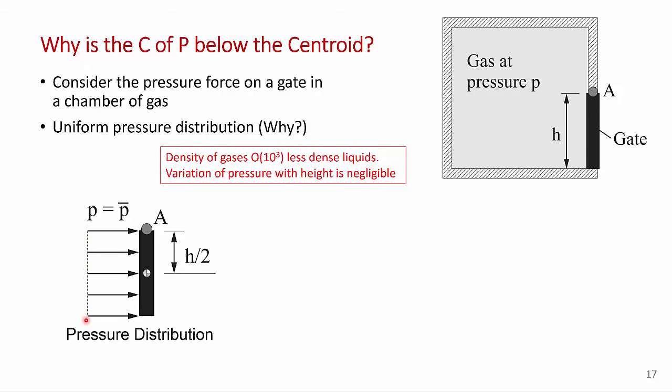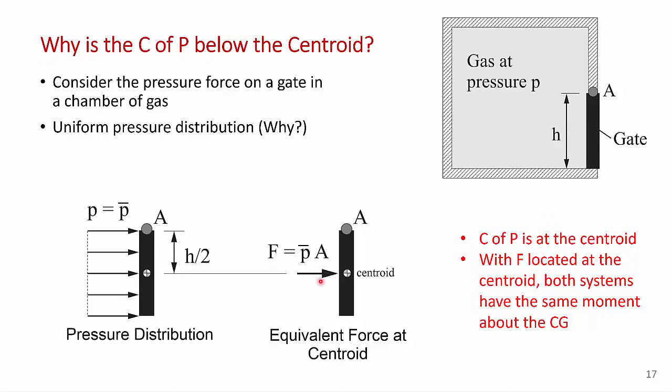So now, think about the moment of this pressure distribution around the centroid. You've got exactly the same clockwise moment above the centroid as below the centroid. So you can replace this distribution with a single force at the centroid. Both this equivalent force and the pressure distribution here have the same moments about the centroid, which in this case happens to be 0. So we just replace the force with the average pressure times area, and it would happen to be at the centroid. That's straightforward.